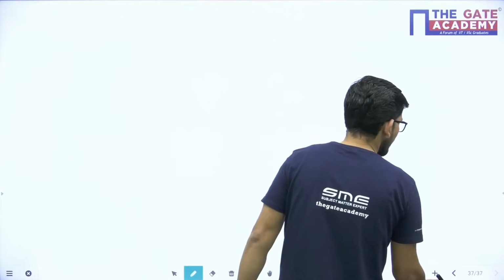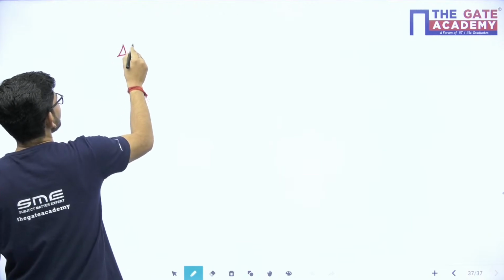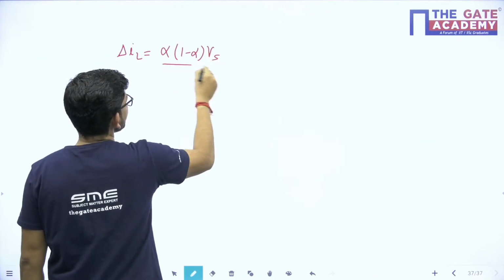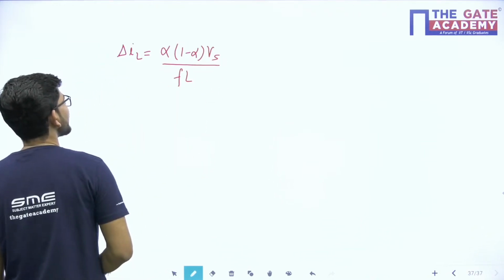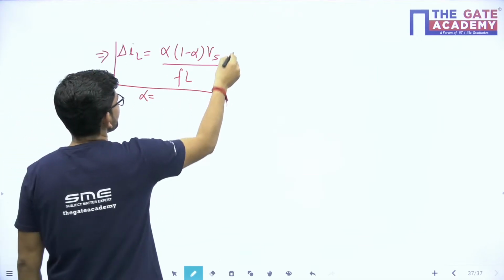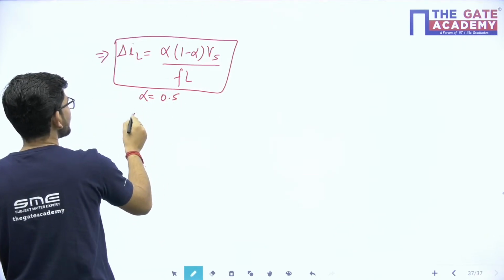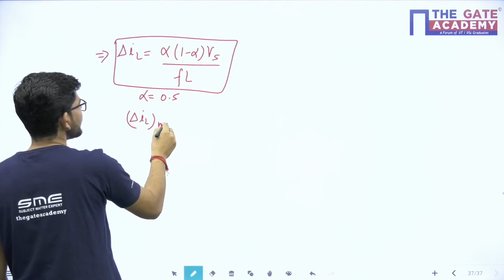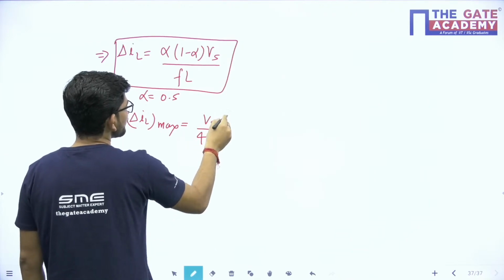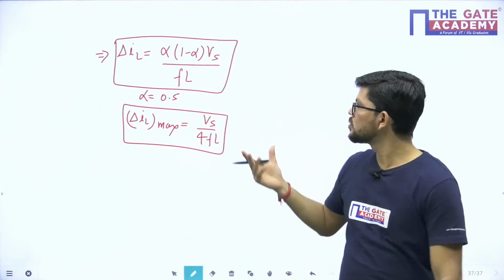Okay. Now, what will be the value of the ripple current? Del IL. So del IL is equal to alpha times 1 minus alpha, Vs upon FL in this particular case. This is also a very important formula: del IL equals alpha 1 minus alpha Vs upon FL. For alpha equal to 0.5, you will get the maximum value of del IL. So the maximum value of del IL will be equal to Vs upon 4FL if you put alpha equal to 0.5 here. So this is also an important formula.